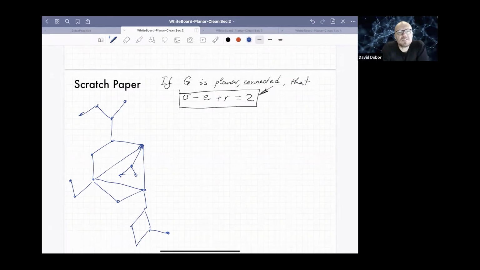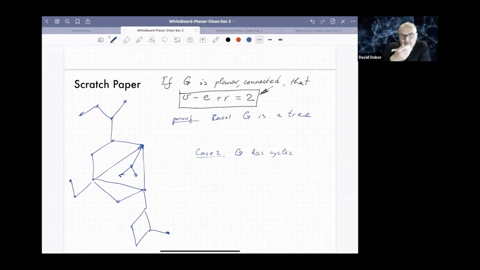Consider two cases. Case 1: if G is a tree, what's happening then? Is this formula true? Okay, so I have two cases. My claim is that there are no other cases possible. G is a connected graph. Because G is connected, it either has cycles or it doesn't have cycles. If it's connected and it doesn't have cycles, it's a tree. Otherwise, it's a connected graph with cycles.